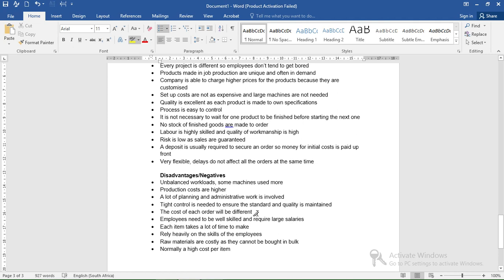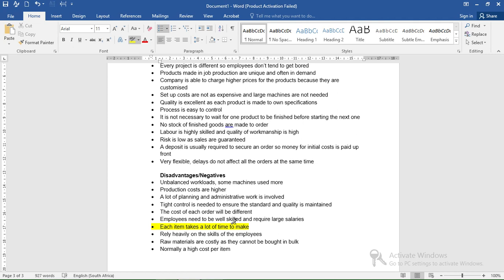And the cost for each product will be different, so you need to calculate them carefully and make sure that you charge the customer properly. You don't have a standardized price. You don't say everything costs 5 rand. No, each product is different because of different quality and its uniqueness. And each product takes a lot of time. That's another disadvantage, though, guys.